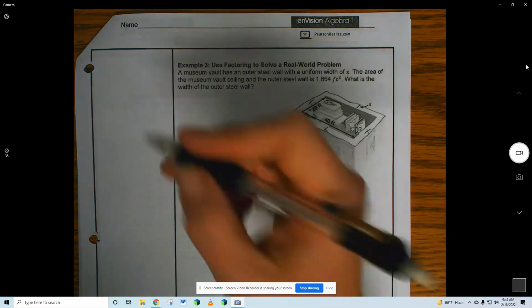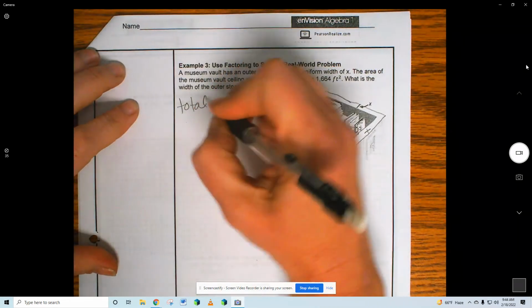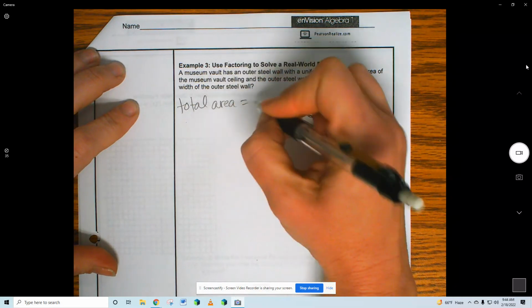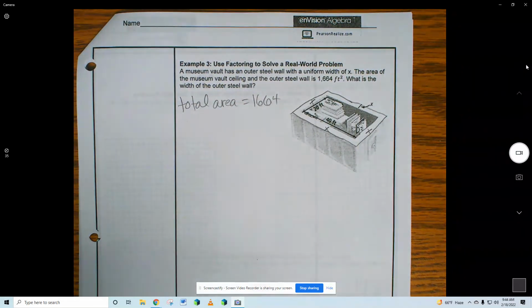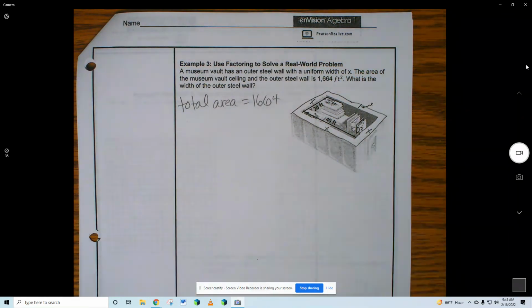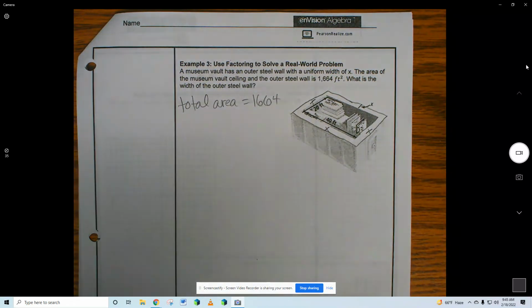So the total area, 1664. What is the width of the outer steel wall? Okay. Do you guys realize? Let me draw this from up above.